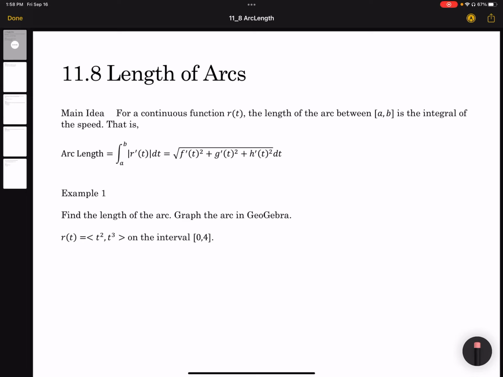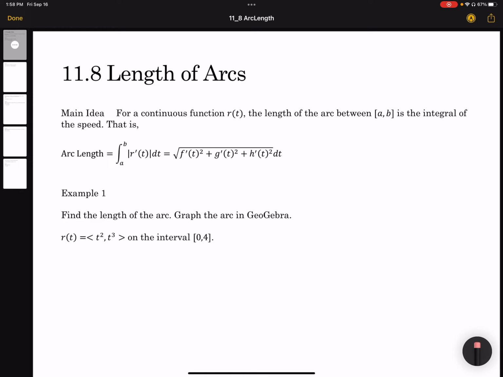Hi students, in this video we're going to talk about the length of arcs. You should have seen arc length in Calculus 2. We know this formula. The length of an arc is really just the speed integrated from some start point to some end point for a continuous function. In this case, we have a vector function, and the formula is written for three components.